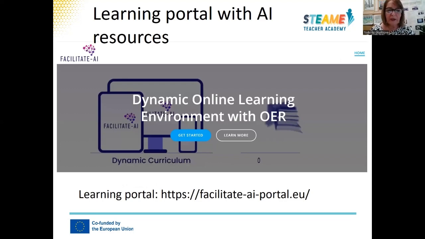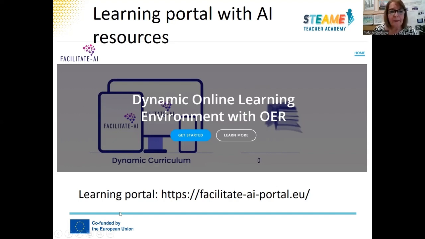The Facilitate AI project is directly related to this goal. As a result of the work on this project, the consortium created a suitable Moodle-based educational platform with a variety of learning materials, learning creativity plans, and other STEAM relevant services and resources.